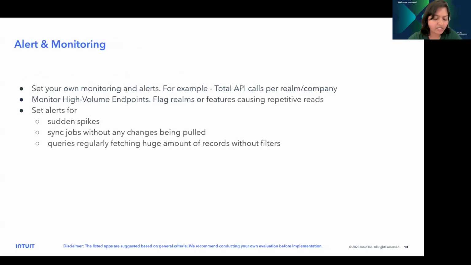And the third recommendation is alerts and monitoring. It would be good if, obviously, you have alerts and monitoring in place, but with the launch of this App Partner Program, you can look at adding more alerts and monitoring. Specifically, we have noticed that there might be certain features in your apps that are triggering more read queries compared to other operations. So see what's causing a high volume, what your high volume endpoints are, or what features or companies or realms are making repetitive calls. And you can set alerts for those and compare them with the analytics dashboard that we provide.